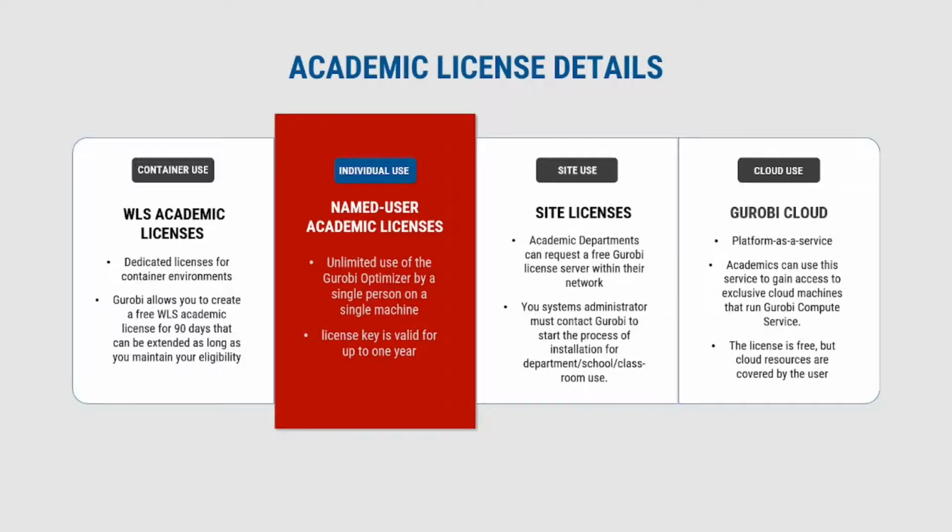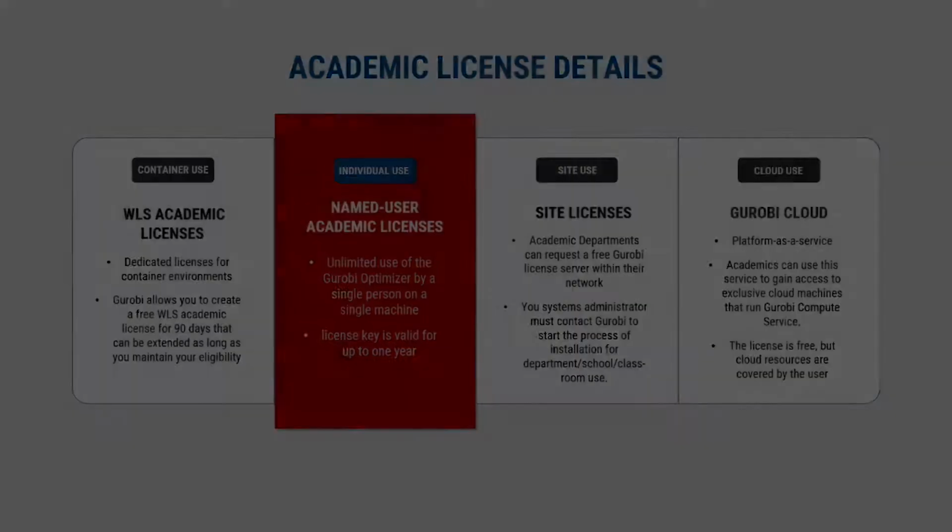Another option is Gurobi Cloud. Gurobi has a platform as a service offering called Gurobi Instant Cloud. Our customers use this service to get access to exclusive cloud machines that run Gurobi Compute Server and are brought up on demand. This service is also available for academic users. The important part is the license is free, but the machine costs have to be covered by the end user. So if that sounds interesting to you, feel free to contact us and we'll show you a way how you can prepay for your machine costs and then use the Gurobi license for free for your academic purpose.